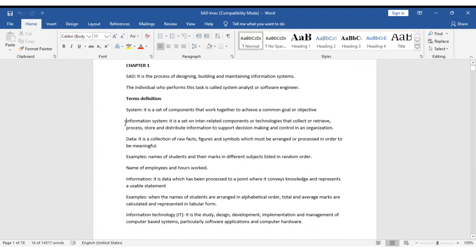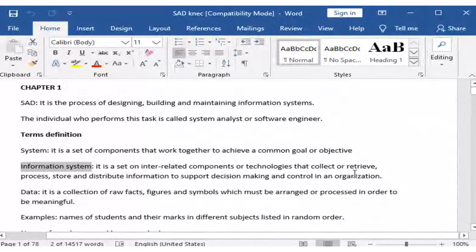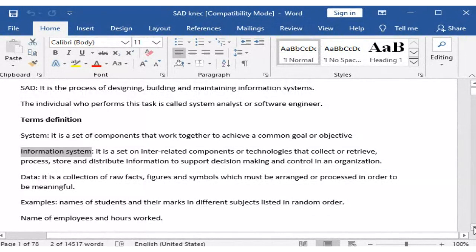An information system. Now, an information system is a set of interrelated components or technologies that collect or retrieve, process, store, and distribute information to support decision making and control in an organization.